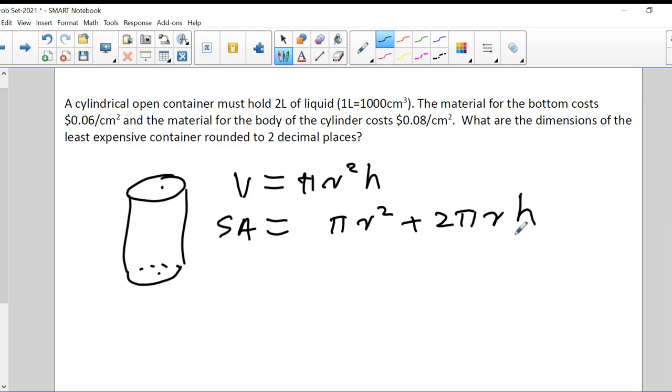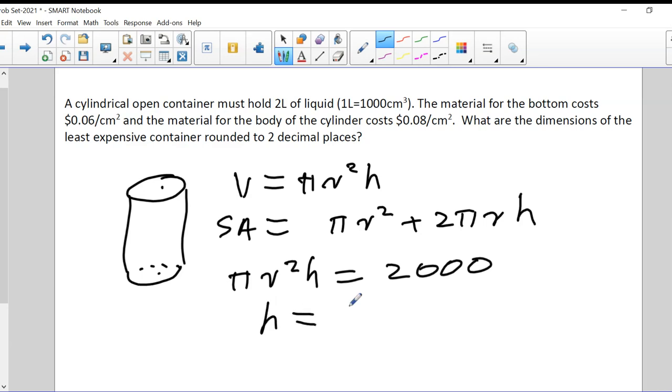Okay, so let us now set the volume equal to this 2000 centimeters cubed, right? Because it told us that. It told us that this pi r squared h is equal to 2000. All right. So that means that my h is equal to 2000 divided by pi r squared.